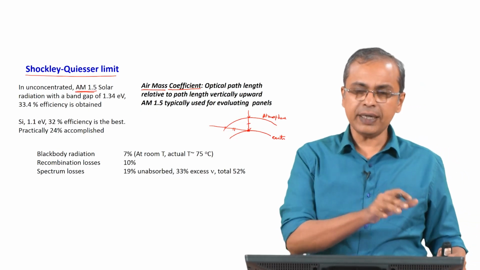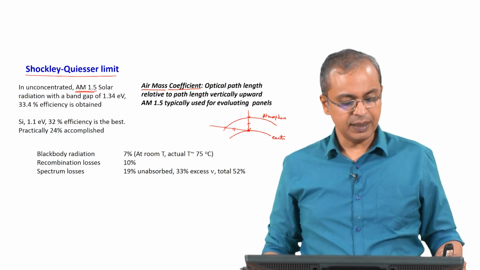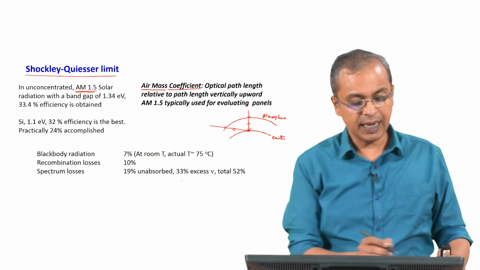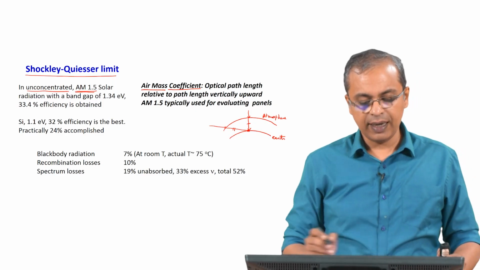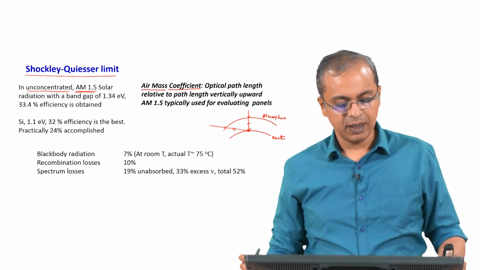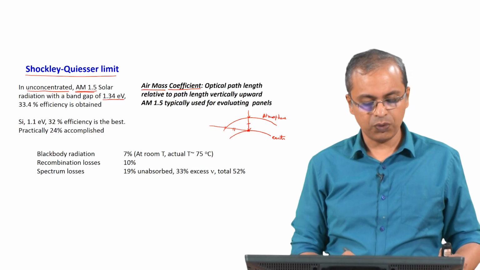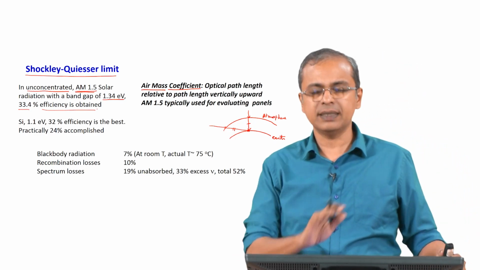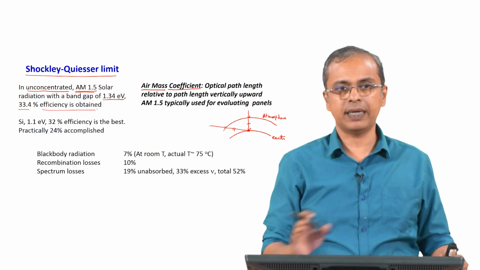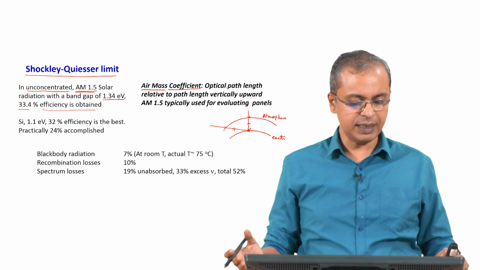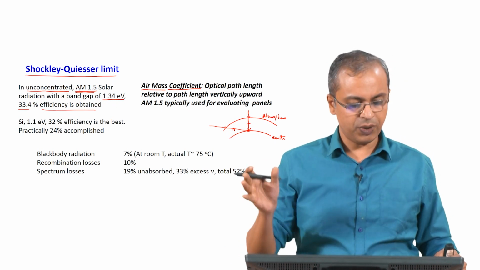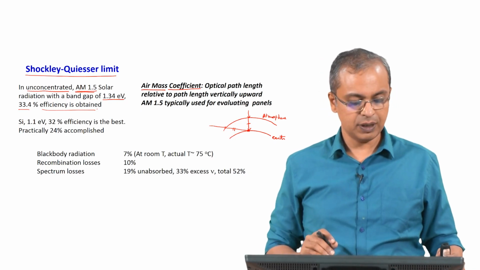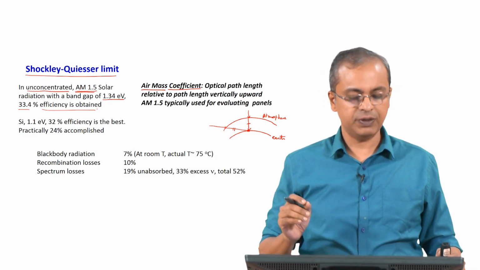Now, returning to our discussion on the Shockley-Queisser limit, just to go over the sentence that is stated right at the beginning: in unconcentrated AM 1.5 solar radiation with a band gap of 1.34 electron volts, 33.4% efficiency is obtained. This is just a statement. As we discuss this slide, you will get a better sense of it.